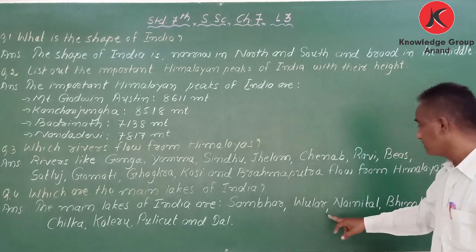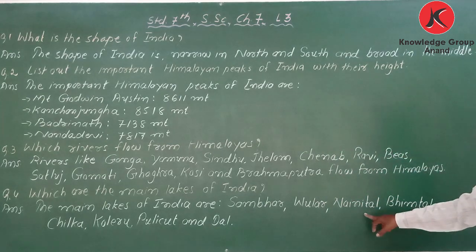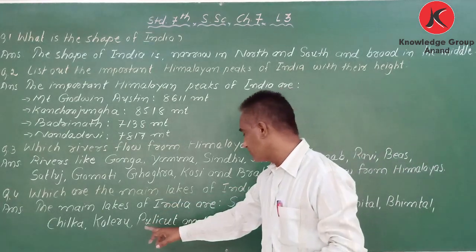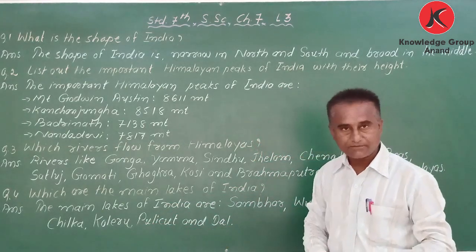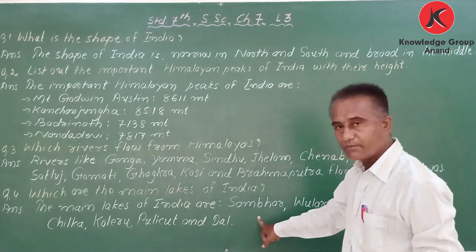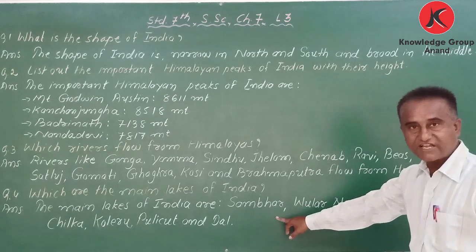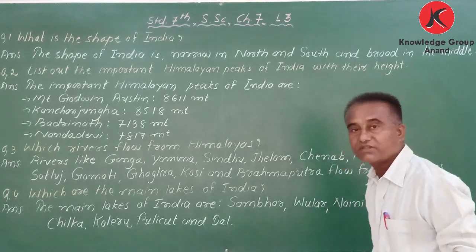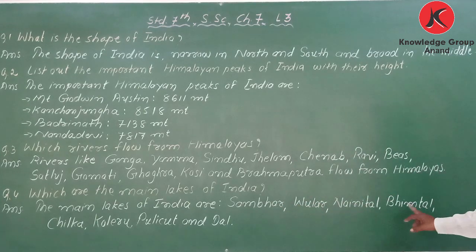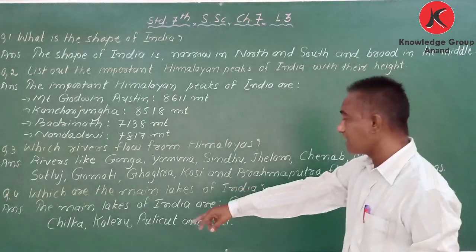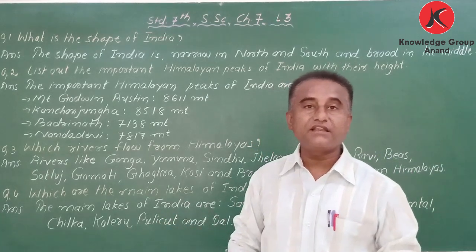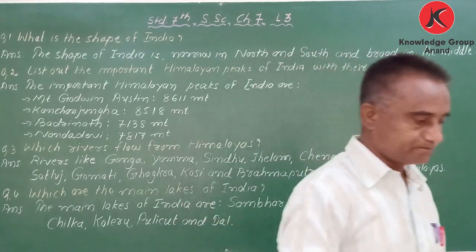Sambar, Wular, Nainital, Bhimtal, Chilka, Koleru, Pulikat, Dal. Once again I repeat: Sambar, that is in Rajasthan. Wular and Dal both are in Kashmir. So Sambar, Wular, Nainital, Bhimtal, Chilka, Koleru, Pulikat, and Dal are the main lakes of India.